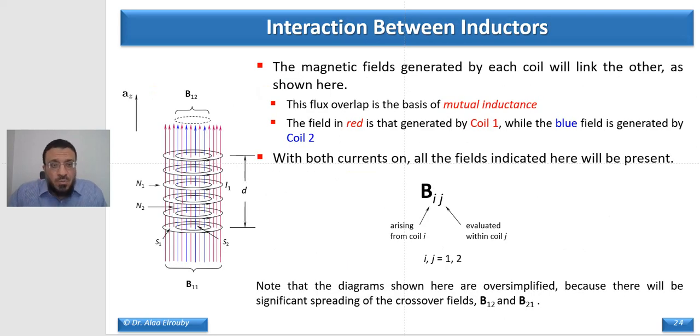So this would be the shape. We have coil 2, where the field from coil 2 is the blue, and the field from coil 1 is the red, and we would like to calculate the linkage between those two solenoids. So B12 is the magnetic field arising from coil 1 evaluated at coil 2. This is the one that's used to calculate the flux phi 12.